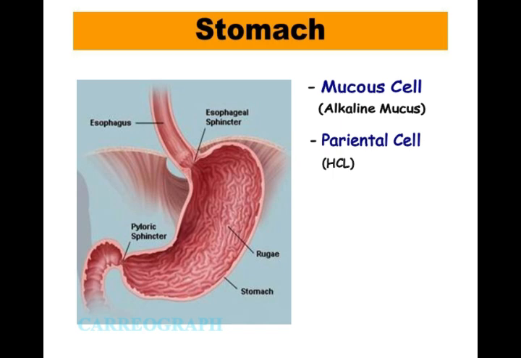The third type of cell present in the stomach is the chief cells. These chief cells secrete gastric juice, which contains different enzymes. The main enzyme is pepsinogen, and this pepsinogen, in the presence of HCl, changes into pepsin. The other enzymes present in gastric juice are renin and lipase. We will see the functions of renin and lipase in our next video.